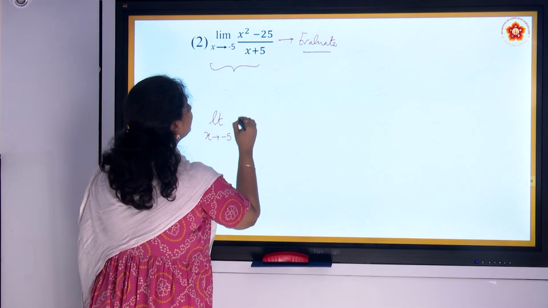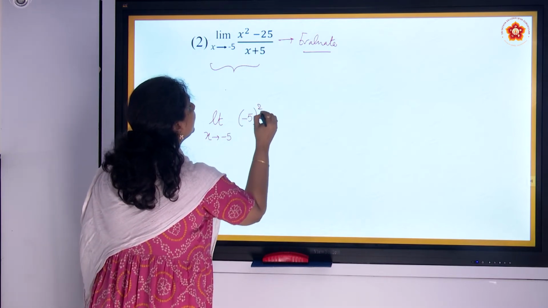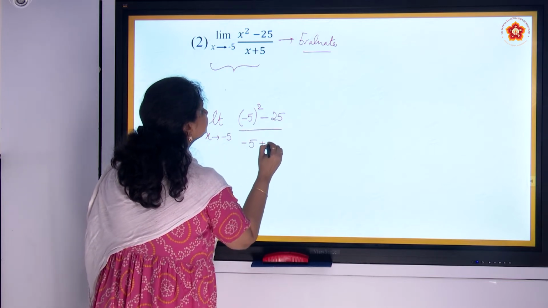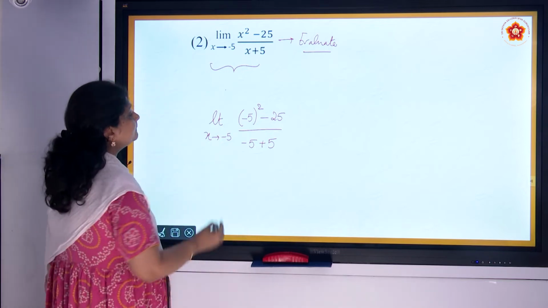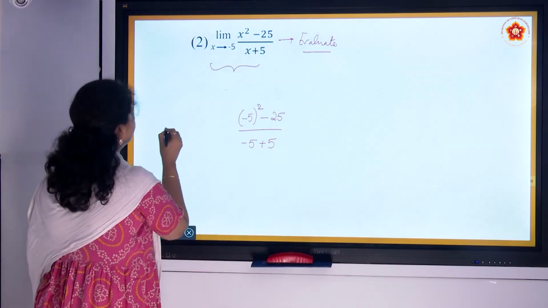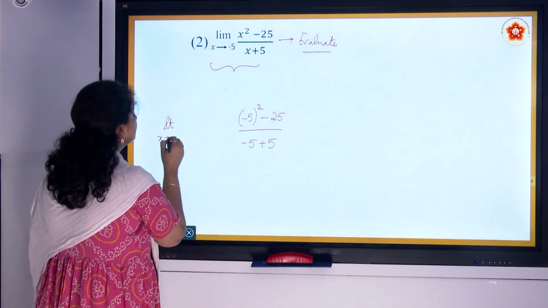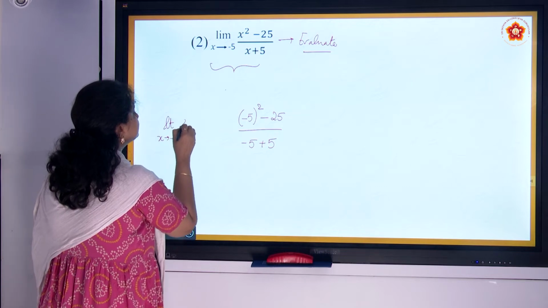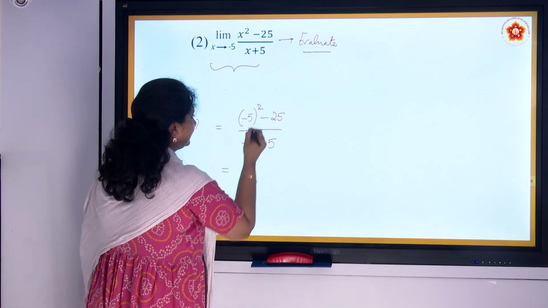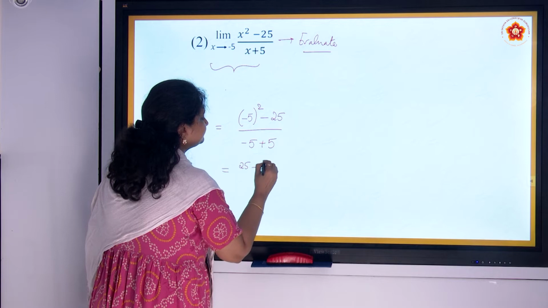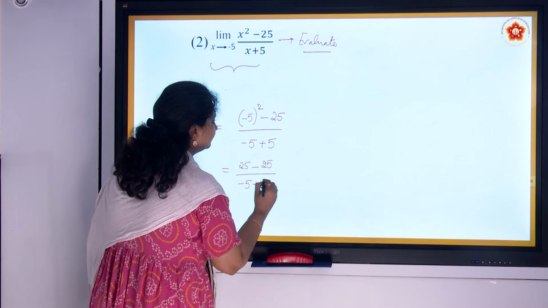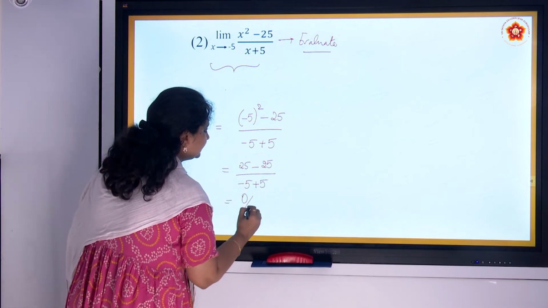So, when I substitute, what happens? Minus 5 the whole square minus 25 by minus 5 plus 5. Okay? So, this is the limit as x tends to minus 5 of the f of x that I have been given. Now, observe carefully, what do I get when I evaluate this? I get 25, minus 5 square is 25, minus 25, by minus 5 plus 5. So, this is nothing but 0 by 0.